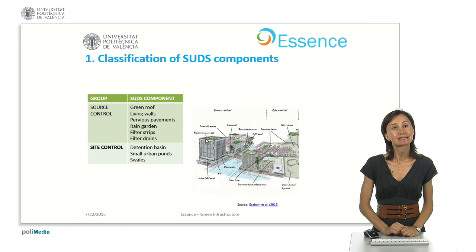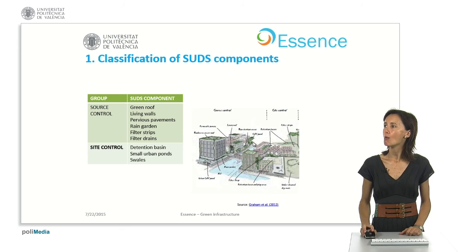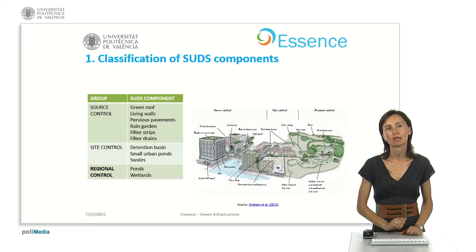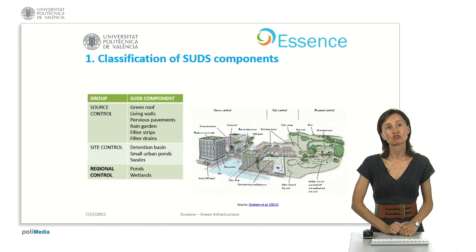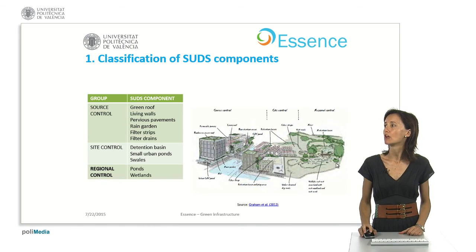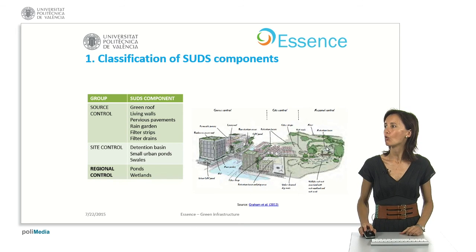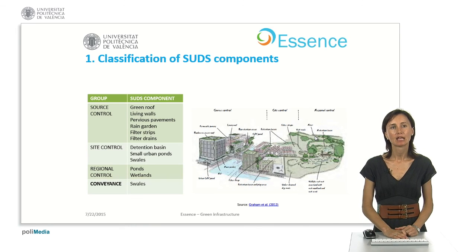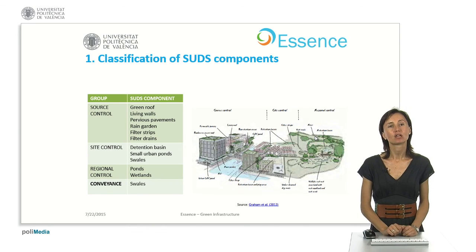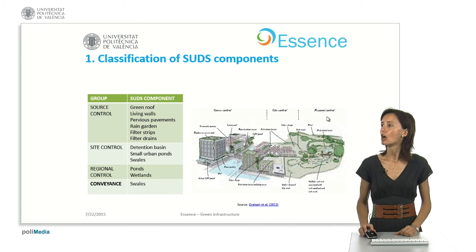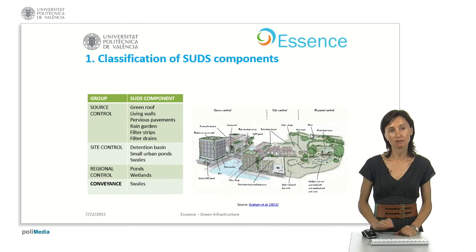Second, we have site control components, which manage the water coming from source control elements. Third, we have regional control elements, for instance, retention basins or ponds, which are the last treatment stage and where there is any discharge to a stream or a river. And finally, we have the conveyance elements, which move water between the different treatment stages.